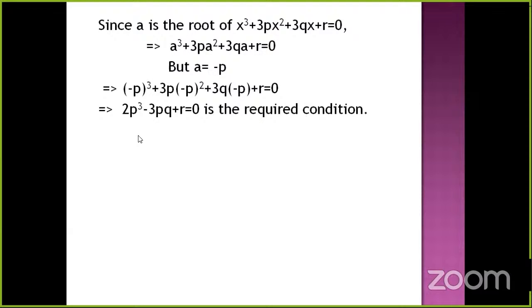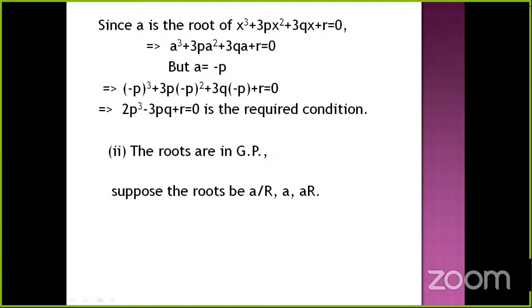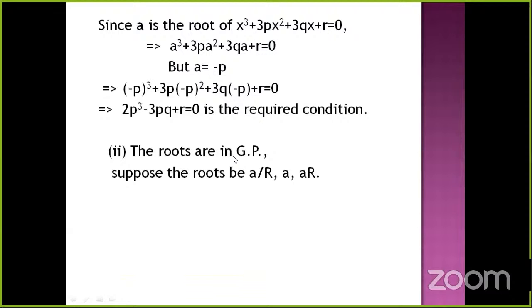Now we take the second one, that is if the roots are in GP. For the cubic equation, we suppose the roots as a by R, a and aR. Here, to avoid confusion, I am taking capital R. Is it clear? Again, taking the third condition, S3 is equal to minus a3. What is S3? The product of the three roots. So substitute these roots here: a by R into a into aR is equal to the value of minus a3, that is minus r.